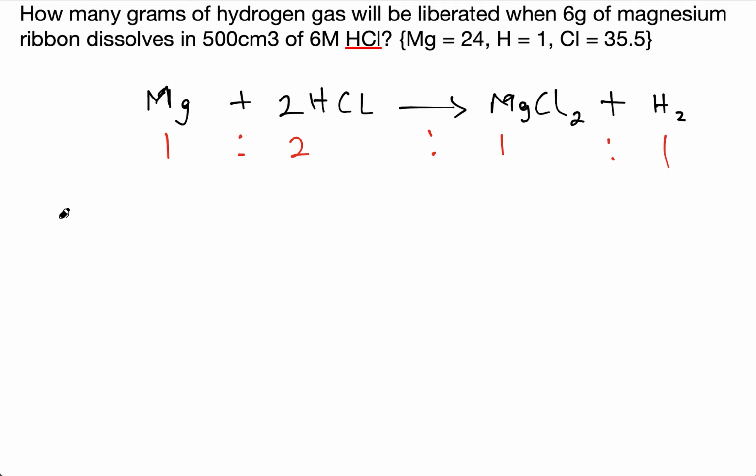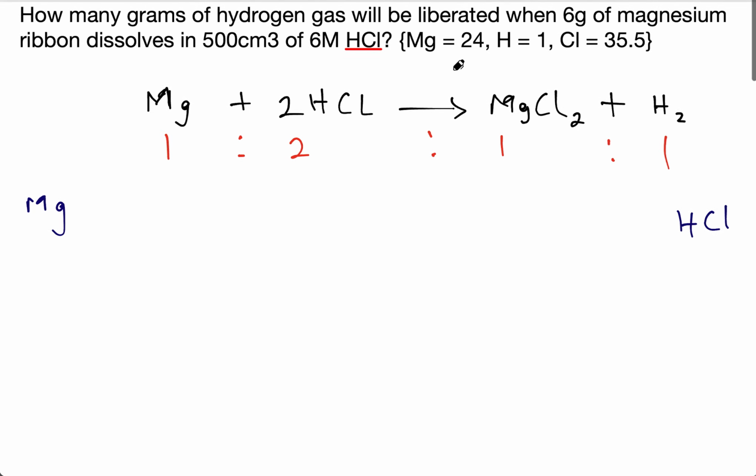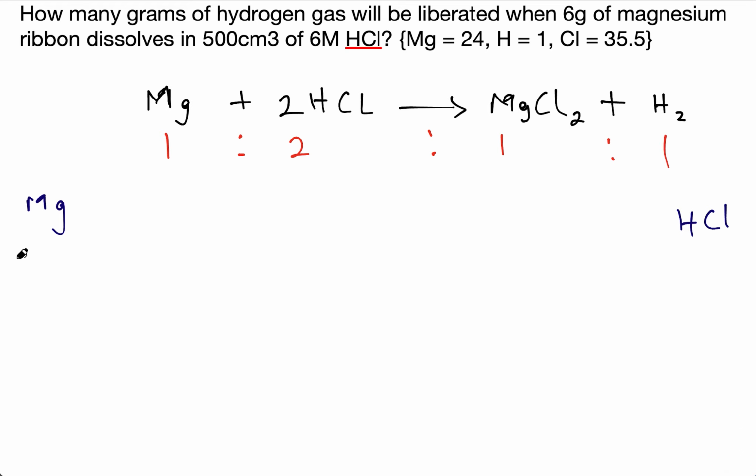So I'll be dealing with magnesium from this end, and I'll be dealing with HCl from this end. From this place, what we notice is that we were given 6 grams of magnesium. So we're given a certain mass of magnesium, which is 6 grams. And then we were also given that the molar mass of magnesium is 24. So molar mass of magnesium, let me call that mm, that is 24.